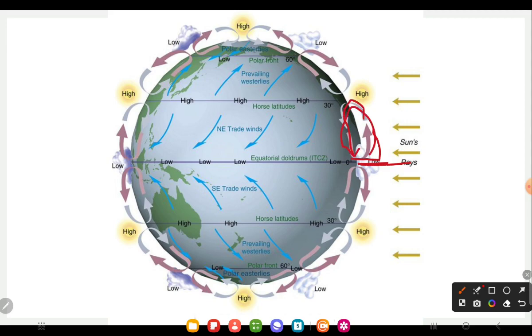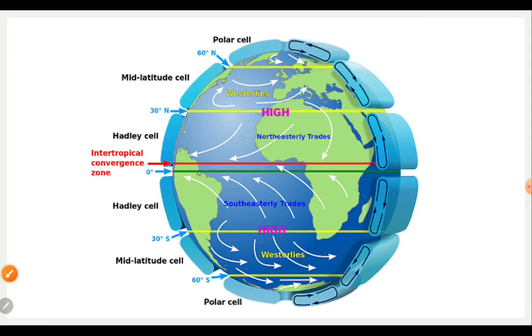So the cycle goes on here, the cycle goes on here like this, the cycle goes on here like this. So this cycle continues, and here are the northeast trade winds and southeast trade winds, which move from east to west, and these are the prevailing westerlies, and these are the polar easterlies. Again they appear to originate from the west and the east respectively.